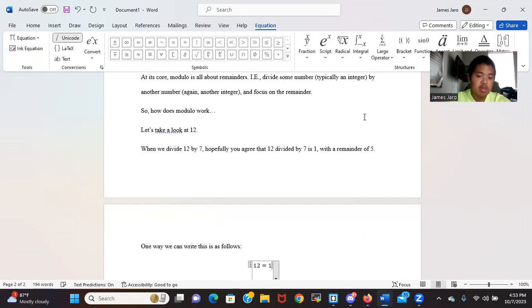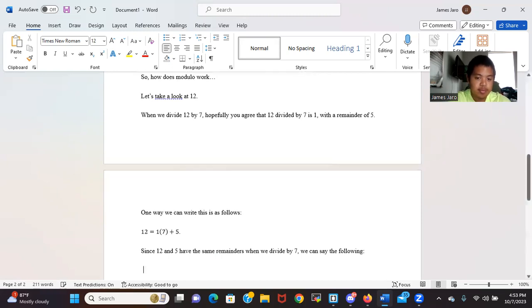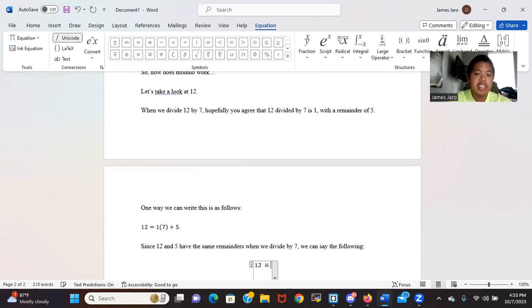12 is equal to 1 times 7 plus 5. Because what we're saying is that 12 is equal to 1 multiple of 7, and then the plus 5 is the extra remainder. So notice that it's a plus 5. Since 12 and 5 have the same remainders when we divide by 7, we can say the following. We can say that 12 is really congruent to 5 mod 7.